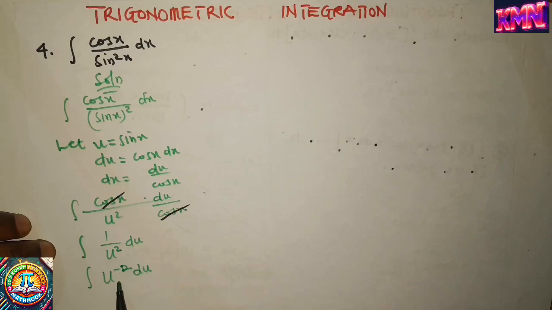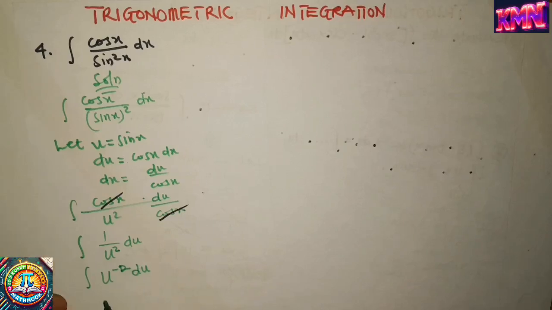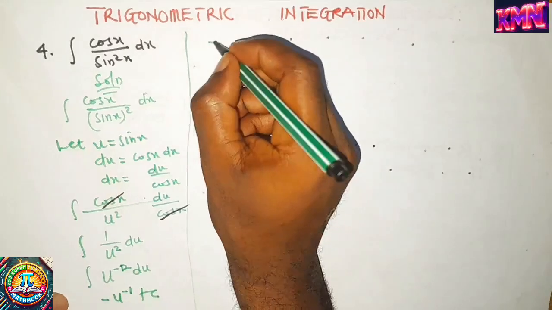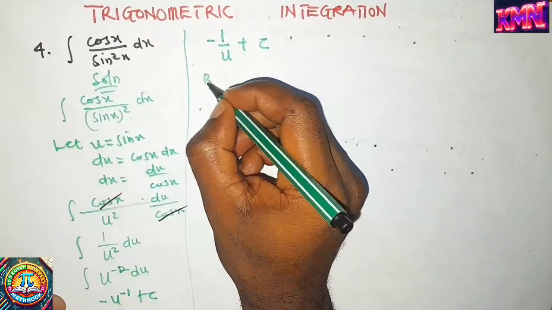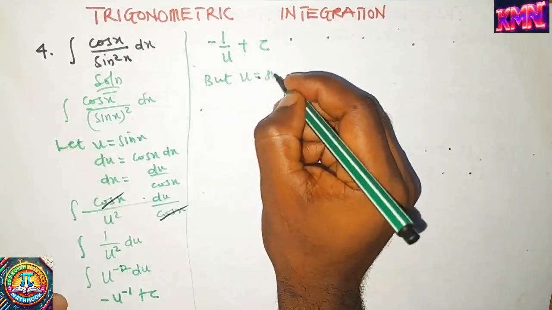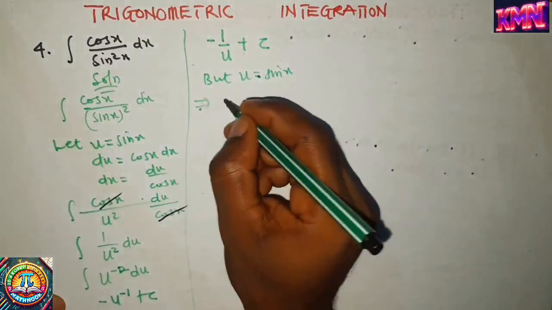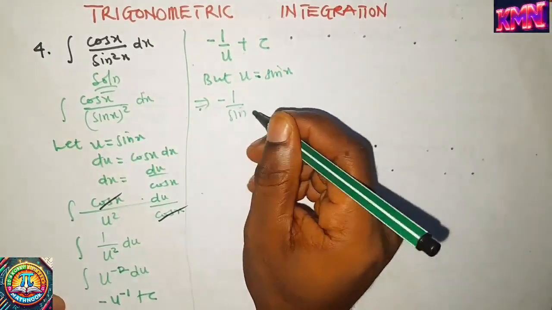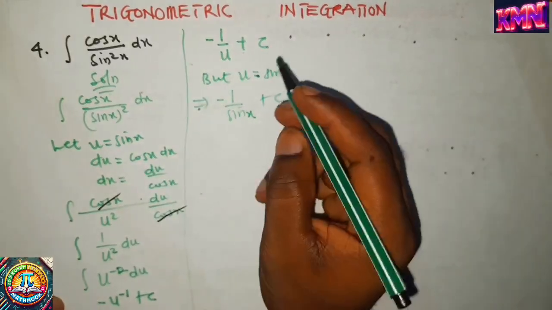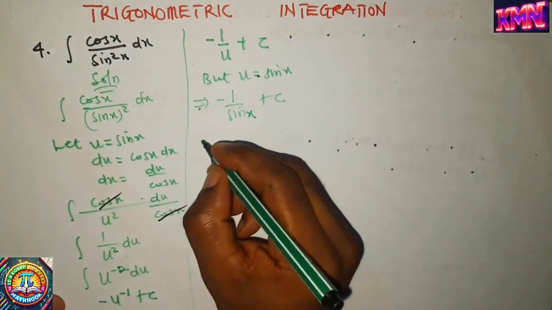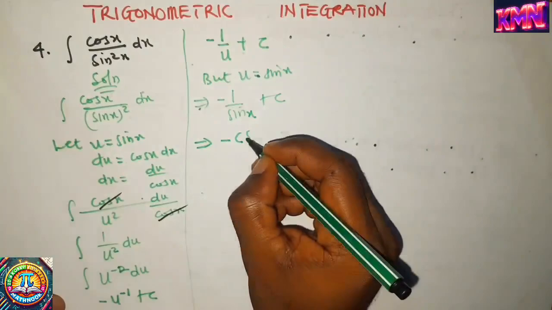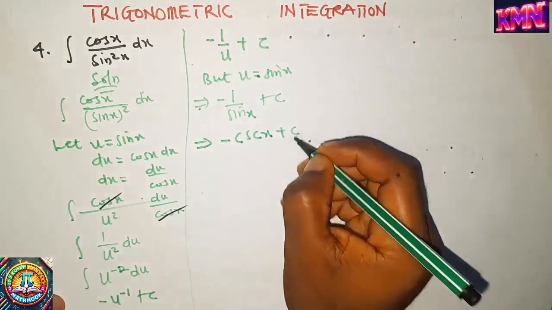u to the power negative 2 du. So integrating this, we are going to get negative u power negative 1, that's when we add 1 to that, plus c. So we're going to have negative 1 on u plus c, but u is sine x, hence we're going to get negative 1 on sine x plus c. From trig identity, we know that 1 on sine x is the same as cosec x, so you can also say that negative cosec x plus c is the answer.